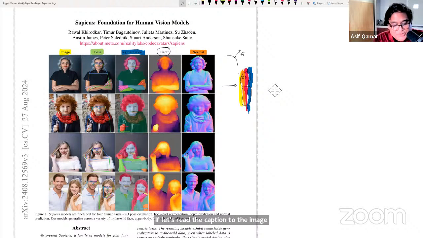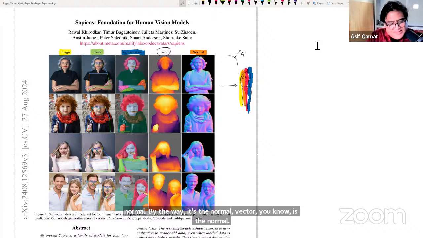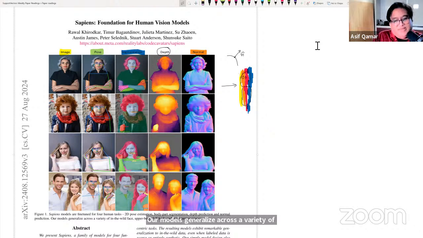Sapiens models are fine-tuned for 4 human tasks. 2D pose estimation, which we just saw, body part segmentation, which again we talked about, depth prediction, we are seeing that in the second column from the right, and normal prediction. By normal, by the way, it's the normal vector. Our models generalize across a variety of in the wild face, upper body, full body, and multi-person images. So what it says is that they have trained a model. They may have trained it on certain human faces, but they mention that it hasn't just gone and memorized those faces. It's not overfit to it.